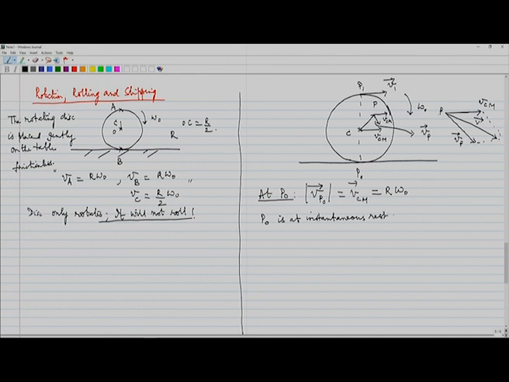Why is it at instantaneous rest? That is because its linear velocity should match the velocity of the center of mass. Okay, so we call it VCM, the velocity of the center of mass should be the same as R omega naught. If this happens, as long as this is maintained, this is the condition for rolling without slipping.